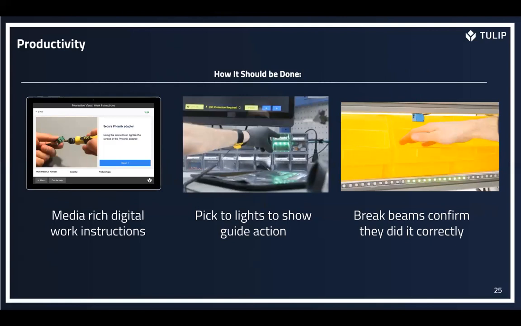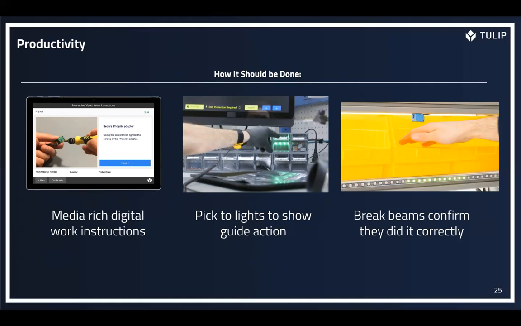So one of the easiest ways to augment workers is to replace paper-based processes with digital ones. And here, we're talking about digital work instructions. These work instructions are media-rich. They can include video and images. But more importantly, they use the Internet of Things to connect the full work environment to ensure that operators are performing their tasks correctly. For example, digital work instructions can include triggers so that when an operator gets to a particular step, a pick-to-light system will guide them to a particular bin that has the part that they need, ensuring that at every stage, the correct pieces are picked.